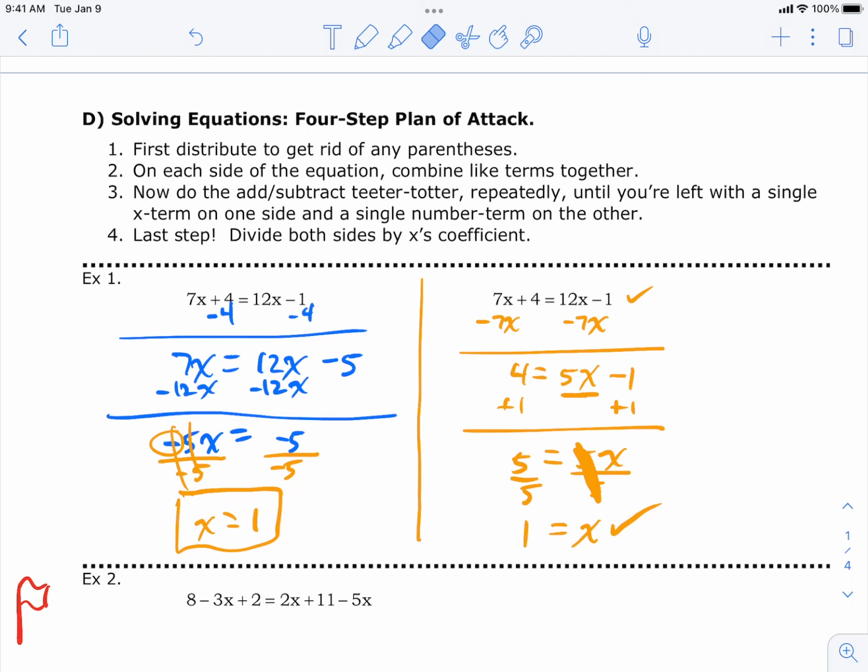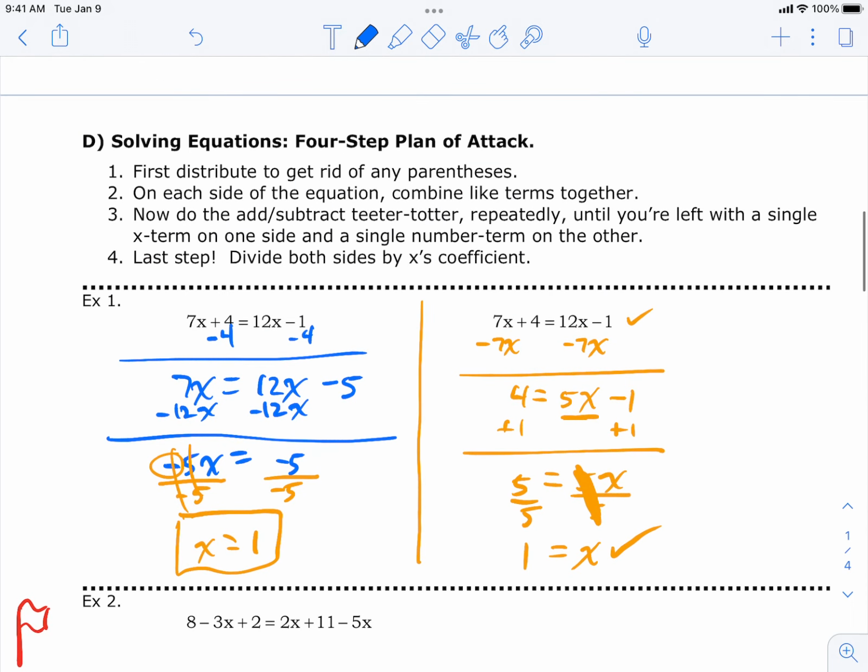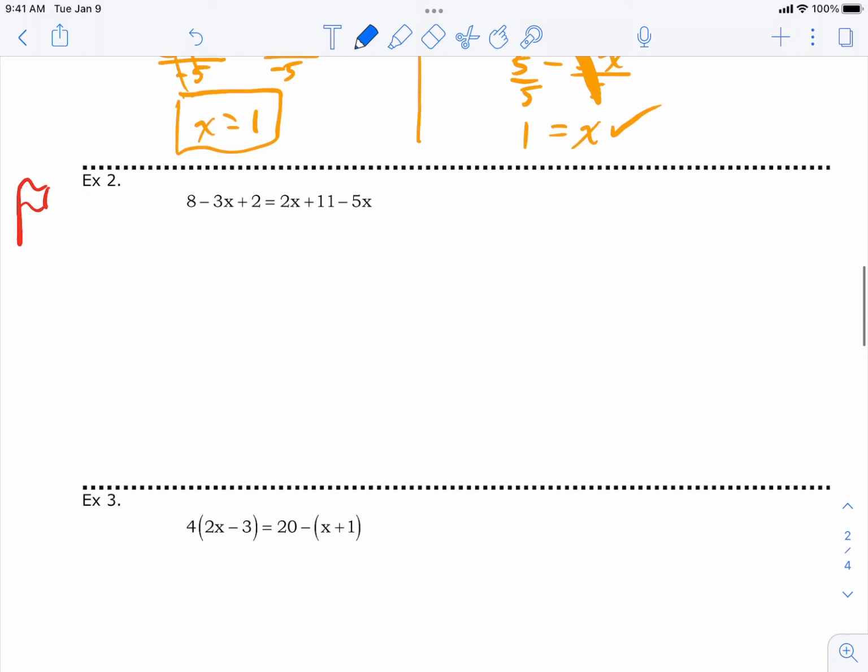Start over. Okay. First thing we should do, distribute to get rid of parentheses. Okay, if I got any, I don't have any parentheses. On each side, combine like terms. Okay. So on the left side, notice the 8 and the 2 go together. That's a 10. And then that's a minus 3x. On the right side, notice a 2x take away 5x is a negative 3x. And then I've got my plus 11. Okay, so that's the old combine things on both sides trick.